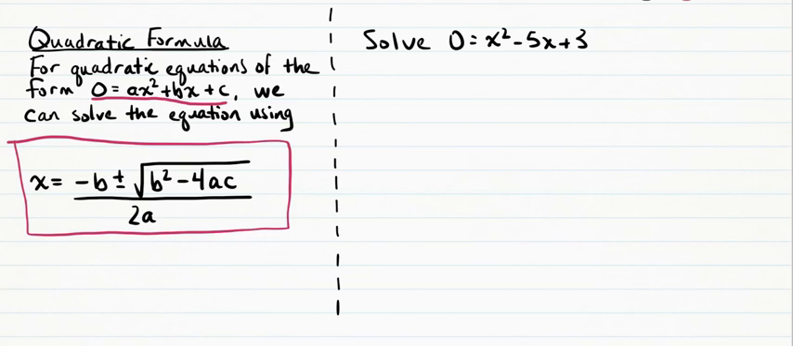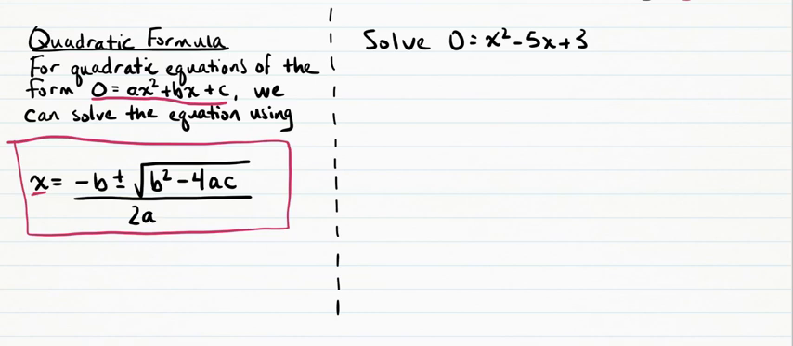Once we're able to set up that equation and identify the values of a, b, and c, we can substitute those values into this formula to figure out what x values will solve this equation. So the quadratic formula is x equals negative b plus or minus, which gives us two possible solutions, one with a plus sign to do the calculation and one with a minus sign, the square root of b squared minus 4ac, all divided by 2a.